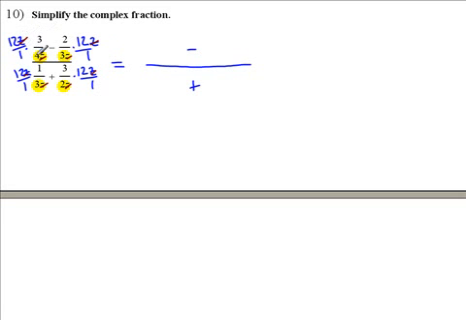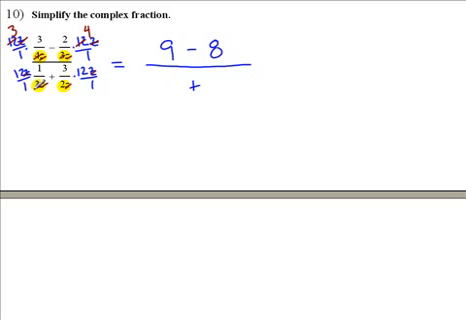12 divided by 4. Well, the 12 and the 4 will reduce this to a 1 and this to a 3, right? 3 times 3 is 9. Over here, 3 goes into itself once and it goes into 12 4 times. 2 times 4 is 8. So I'm done with the numerator.